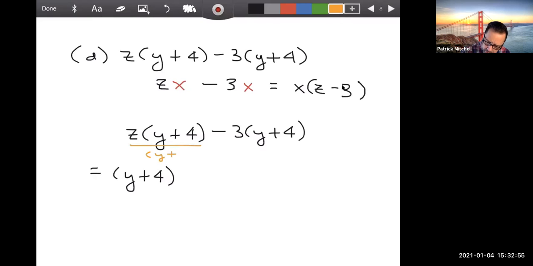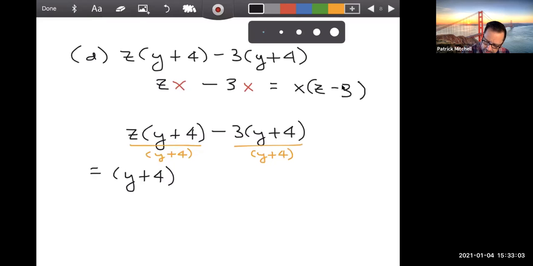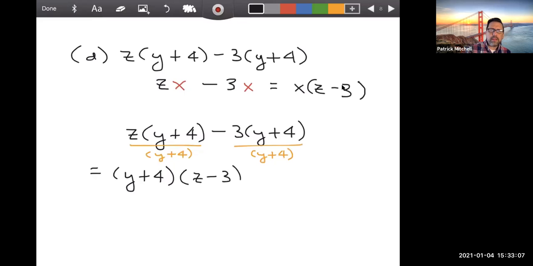Just picture what would happen if you divided out the y plus 4. You would be left with z minus 3, right? Just like we had in the other problem. Okay, now for this one, I think I will talk a little bit about the check. So I'm saying that this is the final answer. You want to be careful how you check this one.